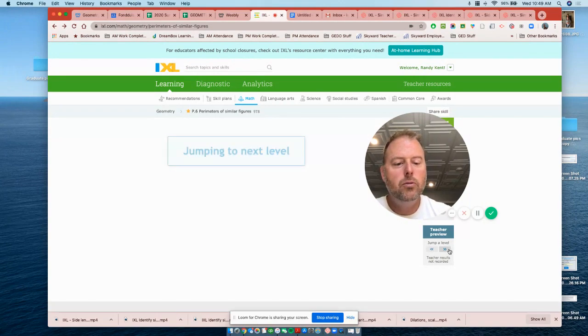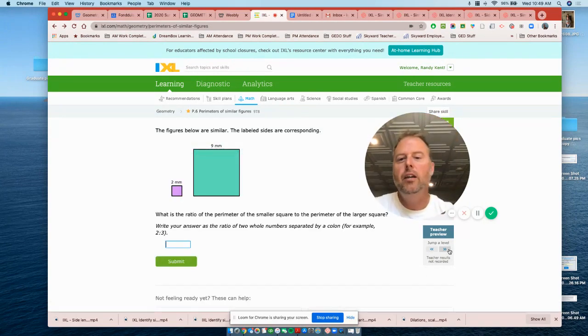I'm going to take it to another level and see where we're at. These are similar. The sides are corresponding. What is the ratio of the perimeter of the smaller square to the perimeter of the larger square? Okay. Well, in this case, there's squares, right? So I could already find what the perimeter of this one is. 2 times 4 would be 8, and then 9 times 4 is 36.